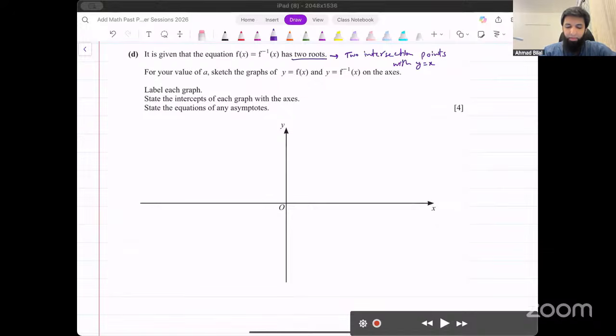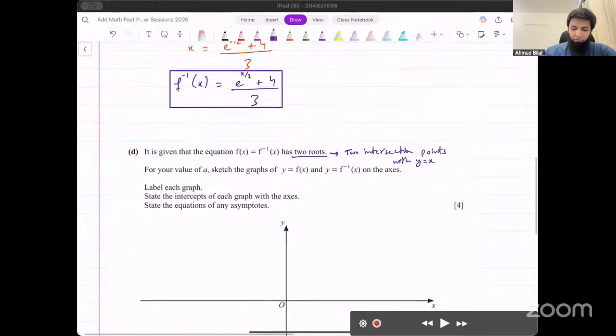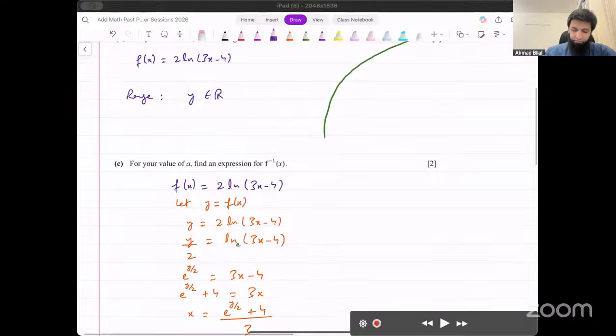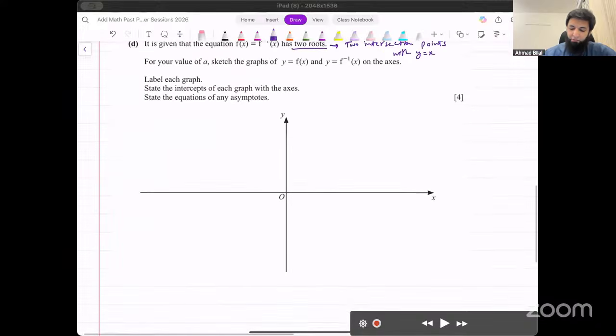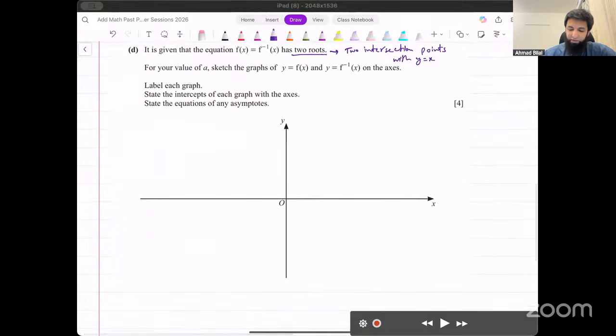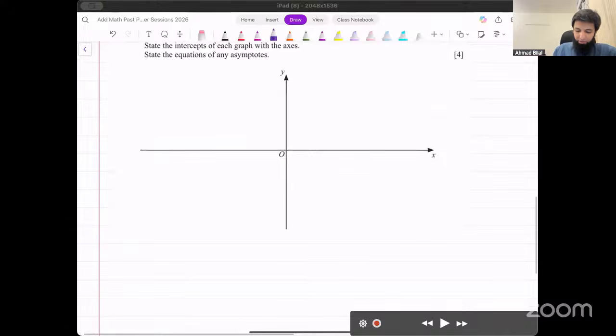equals x. What they want us to do is, for our value of a, that was 4 over 3, right? Sketch the graphs of y equals f of x and y equals f inverse of x on the axes. Label each graph, state the intercepts of each graph with the axes. State the equations of any asymptotes. That's a 4-mark question. How do we think about this now?